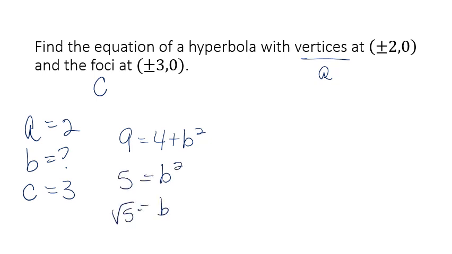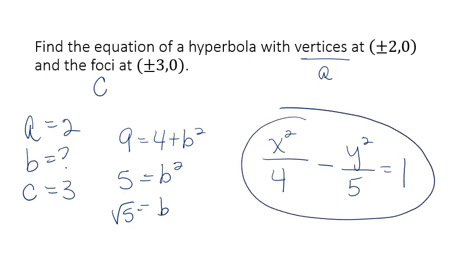So our final formula, now since the vertices is in the x spot, we're going to start with x squared. We're going to put it over our A squared, which is 4, minus y squared. And we're going to put it over 5 equals 1. And that is our equation for the hyperbola with that information.